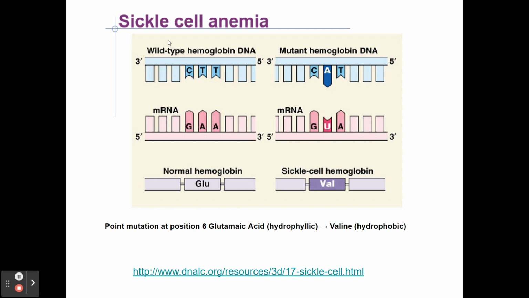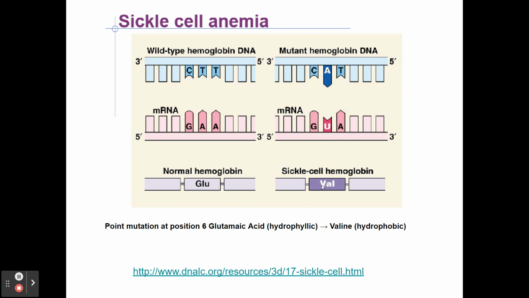We have a change. Instead of a thymine, we have an adenine. So what does that do? The messenger RNA, instead of being GAA, which codes for glutamate, we now have GUA, which now codes for the amino acid valine. And again, glutamic acid is hydrophilic, valine is hydrophobic. And that simple amino acid change is going to make that hemoglobin sort of sticky.